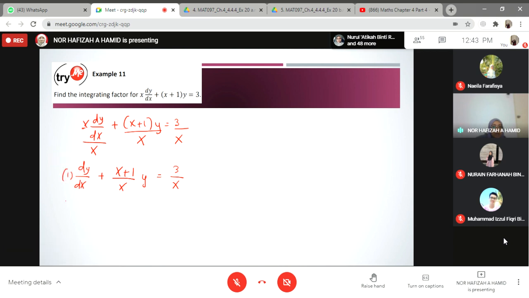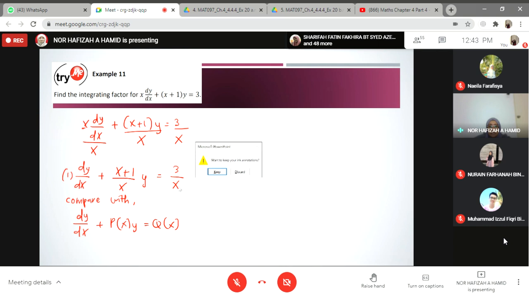Next, I want you to compare with the standard form. Compare with the standard form, you have dy over dx plus pxy equal to qx. Later you will derive what px is.